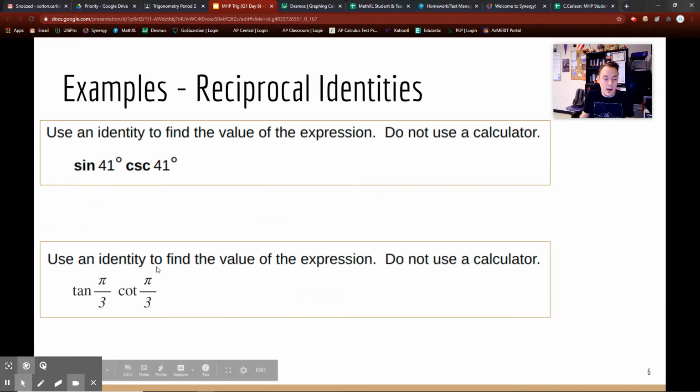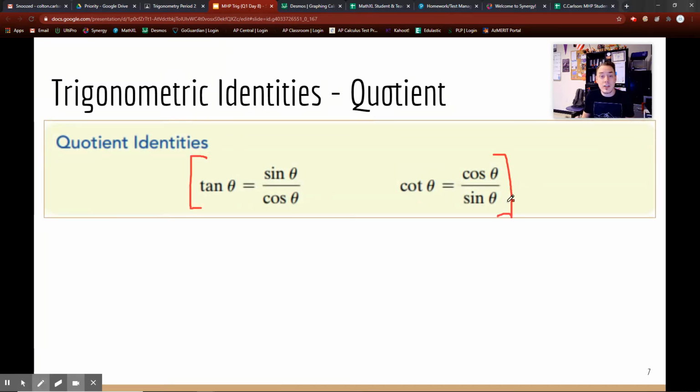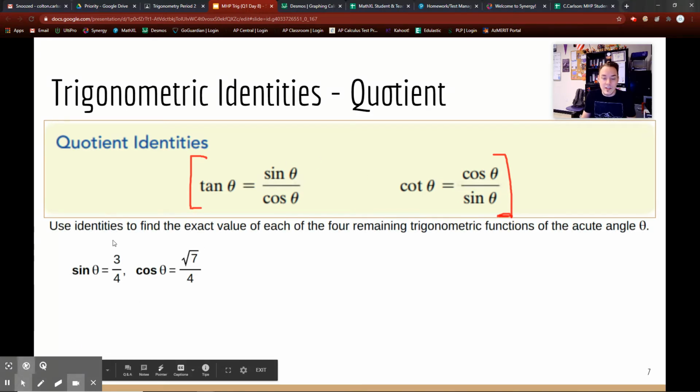Let's move on. These are the quotient identities. I love these quotient identities. Again, if you were a part of my class from Algebra 2.2, you'll probably remember these. They'll probably look familiar because we did go over them in Algebra 2.2. And so let's just say I have this example.